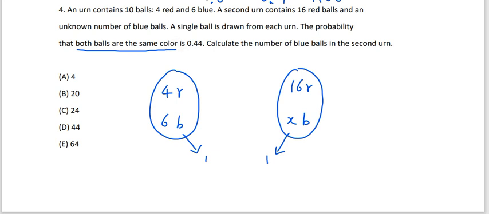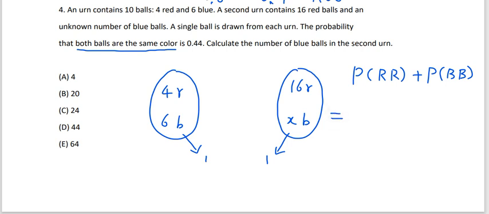So the probability is that both balls are the same color. So same color can be both of them red or both of them blue. So there's a probability for red and for blue, both of them blue, right? So this probability is 0.44. Let's check what this probability is.